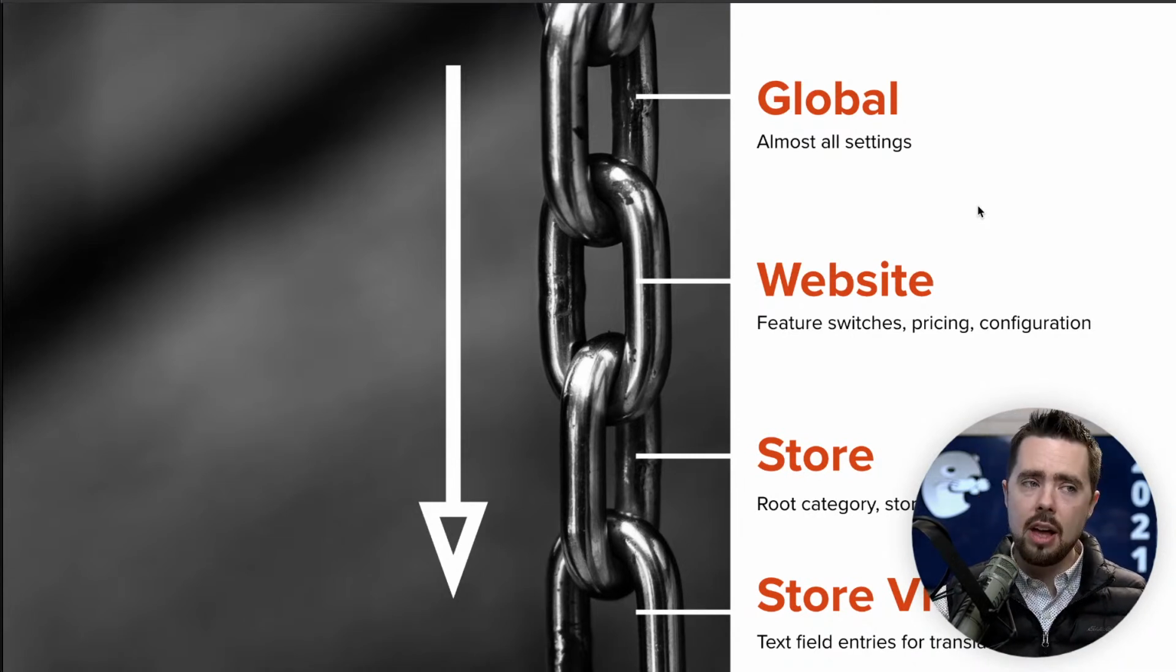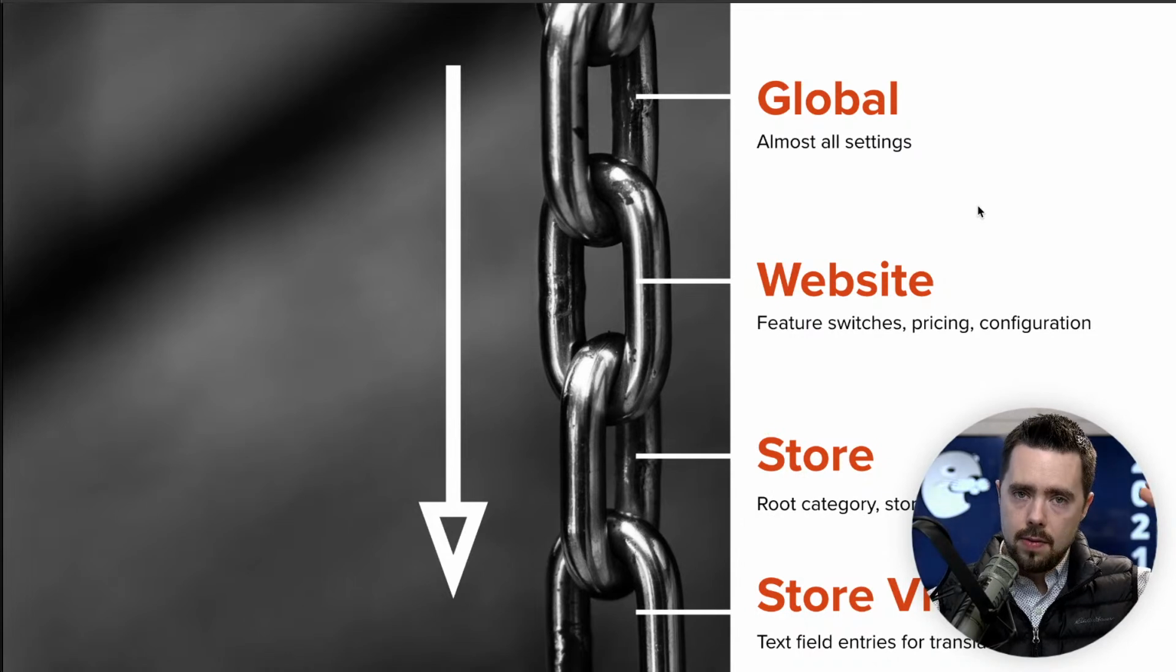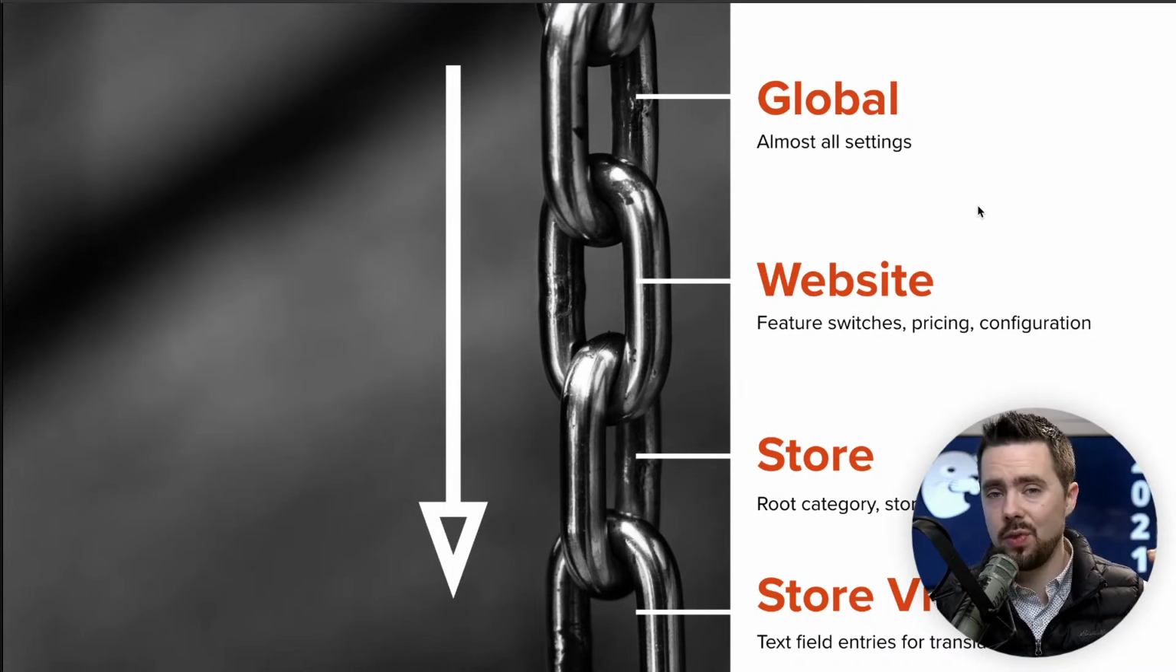So we have basically four levels of store configuration. Global is, call it the root. It's the default. And every one of these levels can override the lower level or levels. So for example, it kind of cascades down. So global, if a value is set there, it can be overridden in website, store, and store view. If a value is set in website, it can be overridden in store and store view.